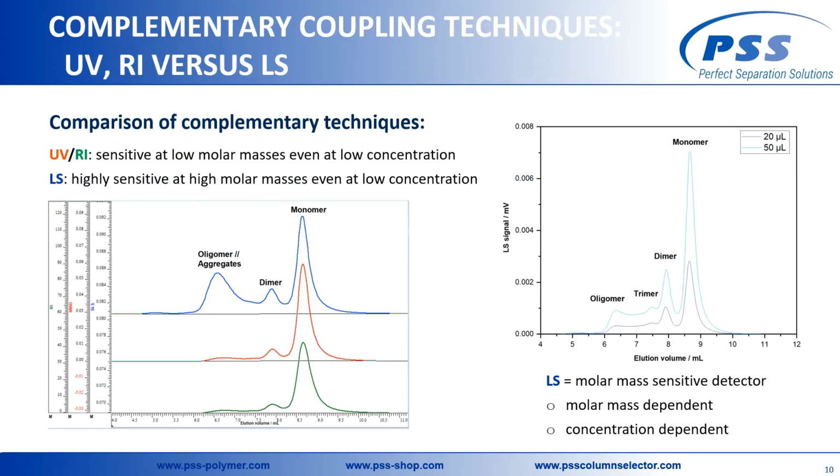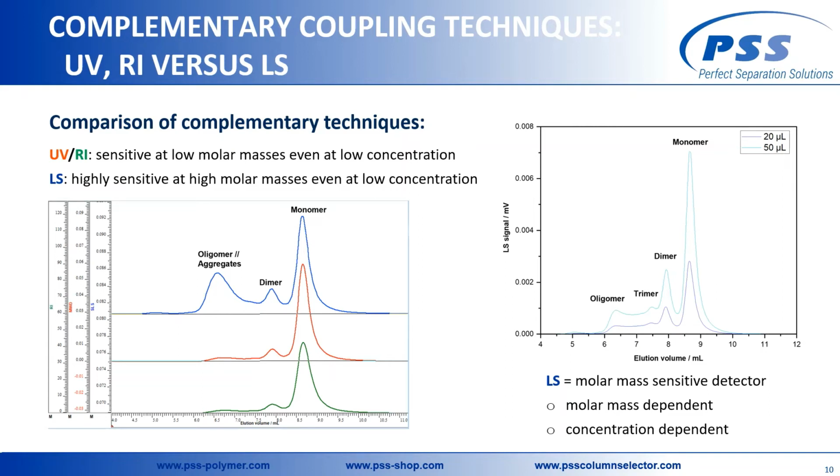After we have seen a broad variety of possible advanced SEC coupling options, I would like to highlight and compare the concentration detectors, UV and RI, on the one hand, with the light scattering detector as molar mass sensitive detector on the other hand. Molar mass sensitive detectors, such as the multi-angle light scattering detector, are highly sensitive at high molar masses even at low concentrations, as shown in the chromatogram on the left-hand side. Blue is the signal of the static light scattering detector at 90 degrees, red is the UV signal, and green the RI. While both concentration detectors give us the right information on the number of particles in solution, so the concentration, the other signal behaves differently.